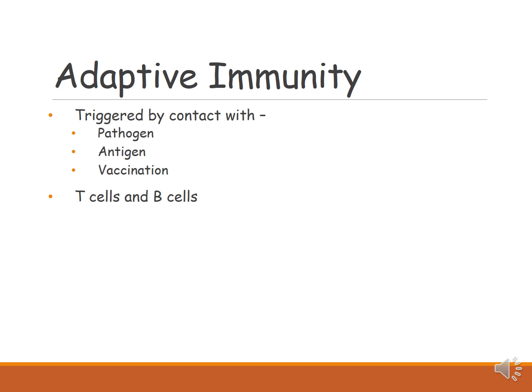Adaptive immunity is immunity that is triggered by coming in contact with a pathogen. It can be an antigen, that's just your unique surface marker. It can be enabled by vaccination, and this involves T cells and B cells. So T cells and B cells are involved in adaptive or acquired immunity.